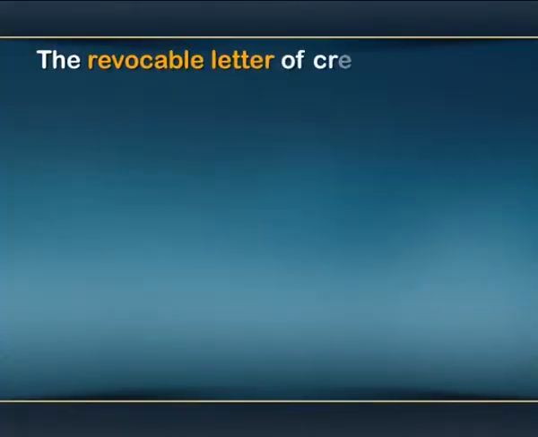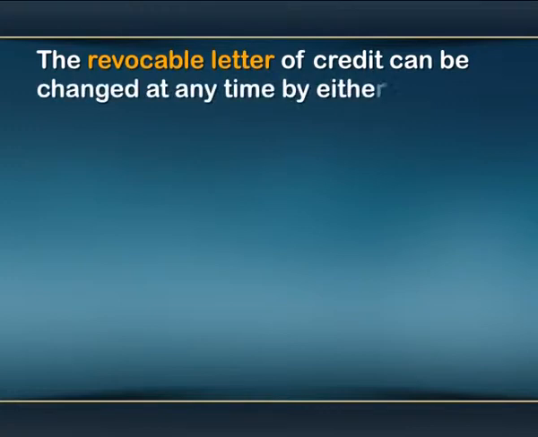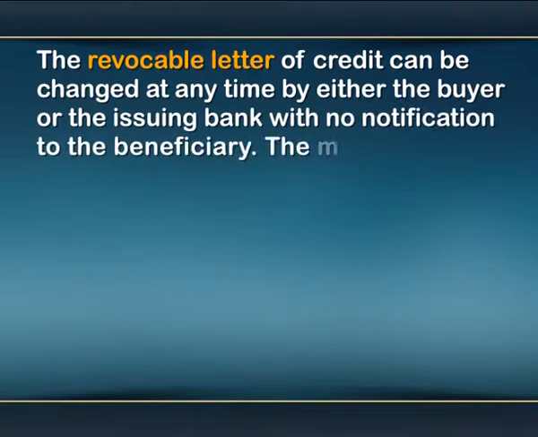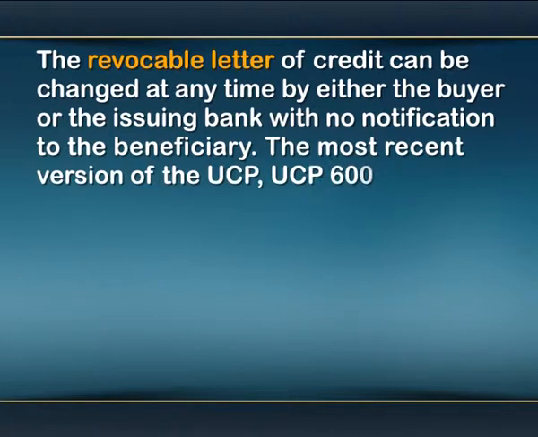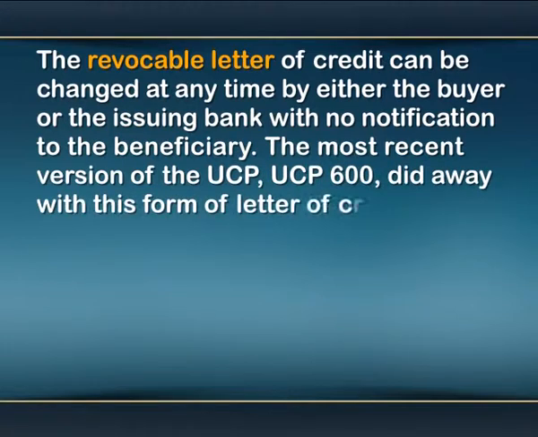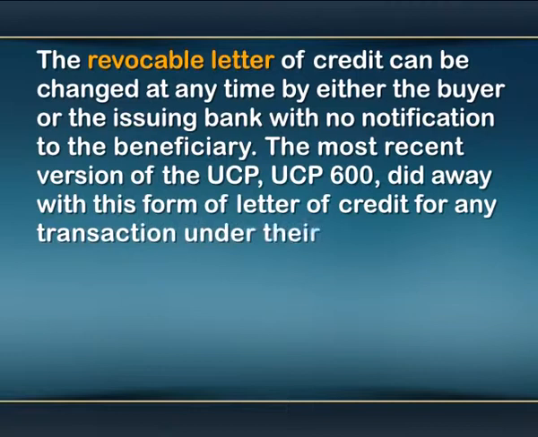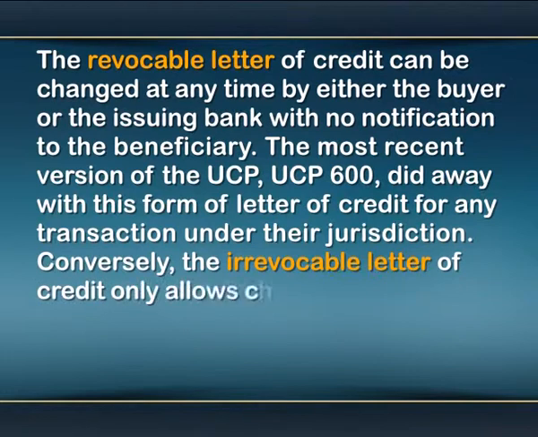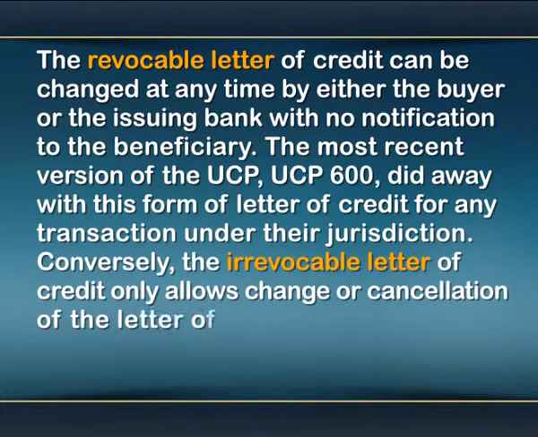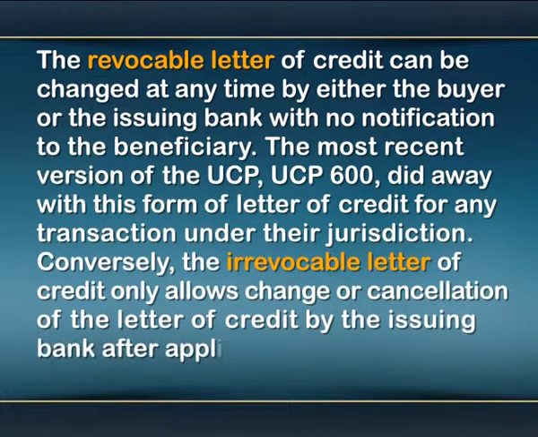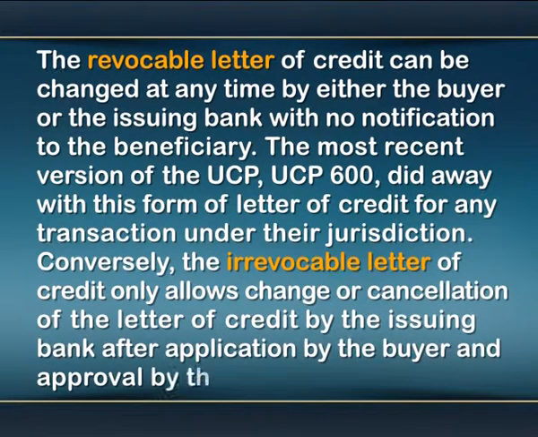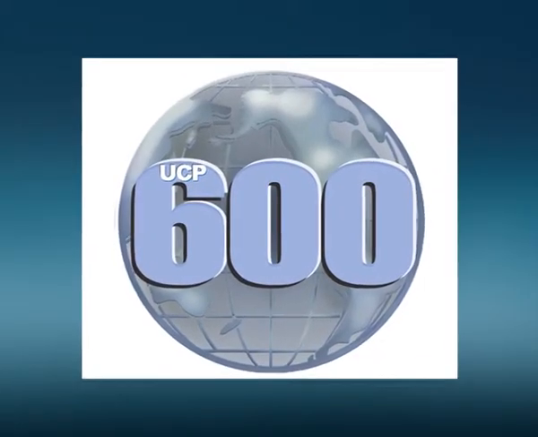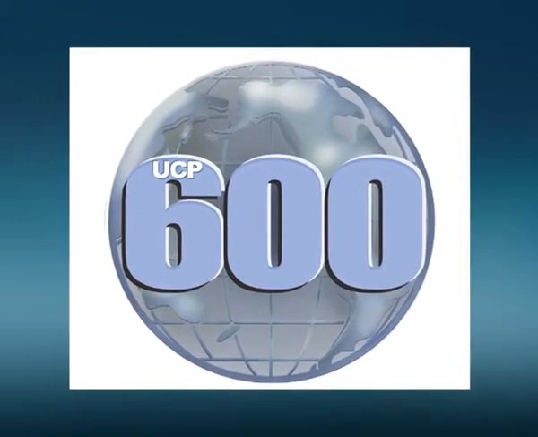The revocable letter of credit can be changed at any time by either the buyer or the issuing bank with no notification to the beneficiary. The most recent version of the UCP 600 did away with this form of letter of credit for any transaction under its jurisdiction. Conversely, the irrevocable letter of credit only allows change or cancellation of the letter of credit by the issuing bank after application of the buyer and approval by the beneficiary. All letters of credit governed by the current UCP are irrevocable letters of credit.